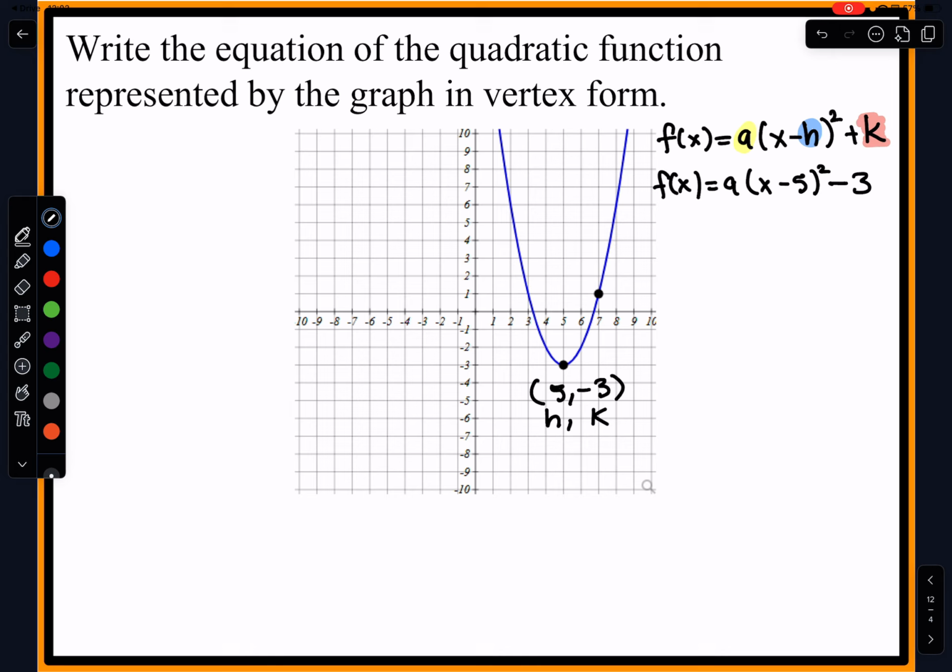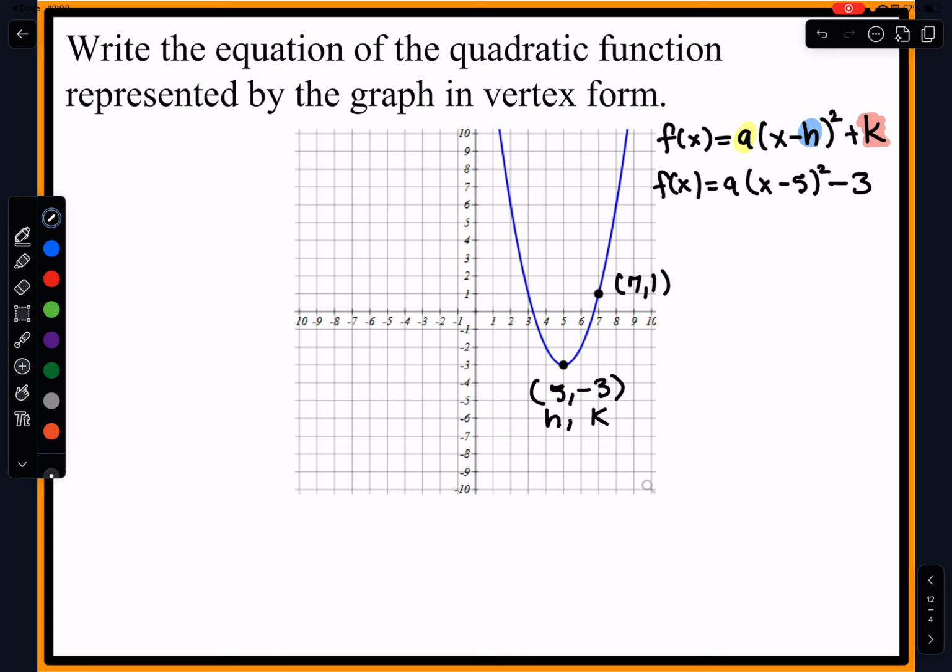How wide is this thing going to be? Is it going to have the standard width, or is it going to be wider than normal? Well, how are we going to figure that out? The way to determine the value of a is to use any other point on the graph. Since I have labeled the point right here, I'm going to use the point (7, 1). I'm going to let these values be the x and y value of this function, and that's going to isolate and leave only the variable a.